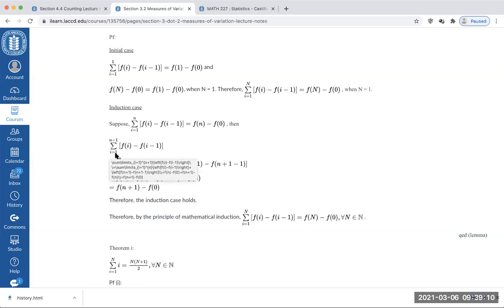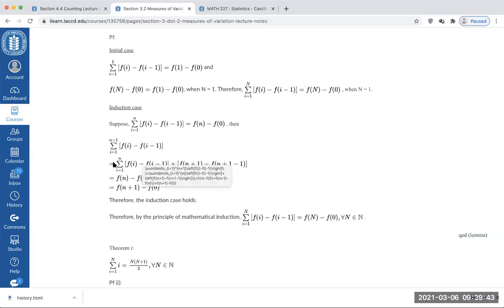And so let's look at the sum i equaling 1 to n plus 1 of f of i minus f of i minus 1. Well, it's going to be the sum of these first n terms plus the last term. So it's the sum i equaling 1 to n of f of i minus f of i minus 1 plus, plug in n plus 1, f of n plus 1 minus f of n plus 1 minus 1, which is f of n.